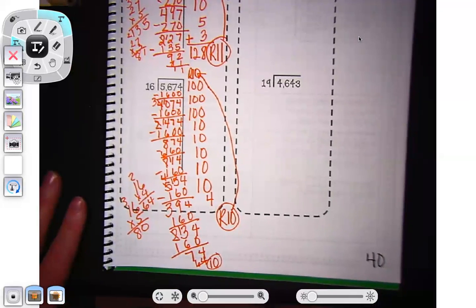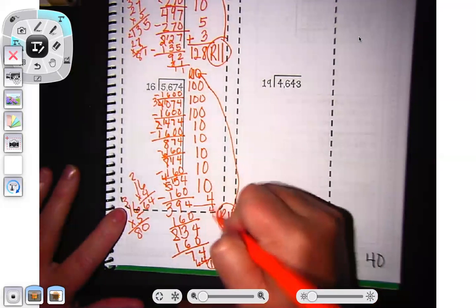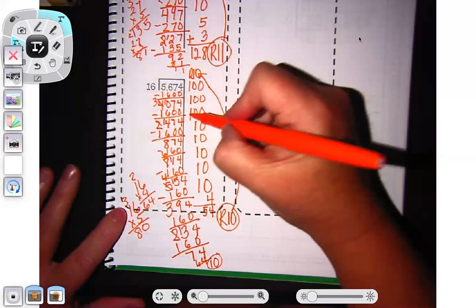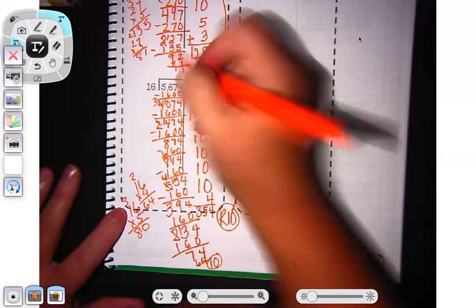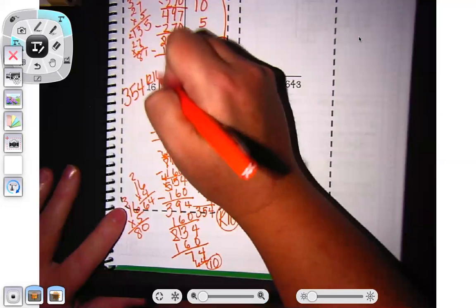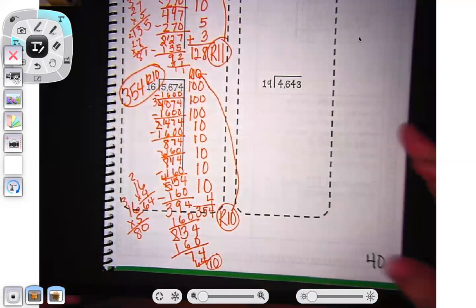Nope, sorry guys. I know you can't see all my work right there. I apologize. Then I'm going to add all my numbers together. 4. Then I have 1, 2, 3, 4, 5. Then I have 1, 2, 3. So my answer is 354, remainder 10. Now I know some of you may prefer the standard algorithm, but if you have trouble with the standard algorithm, this partial quotient strategy is another way that you can divide.